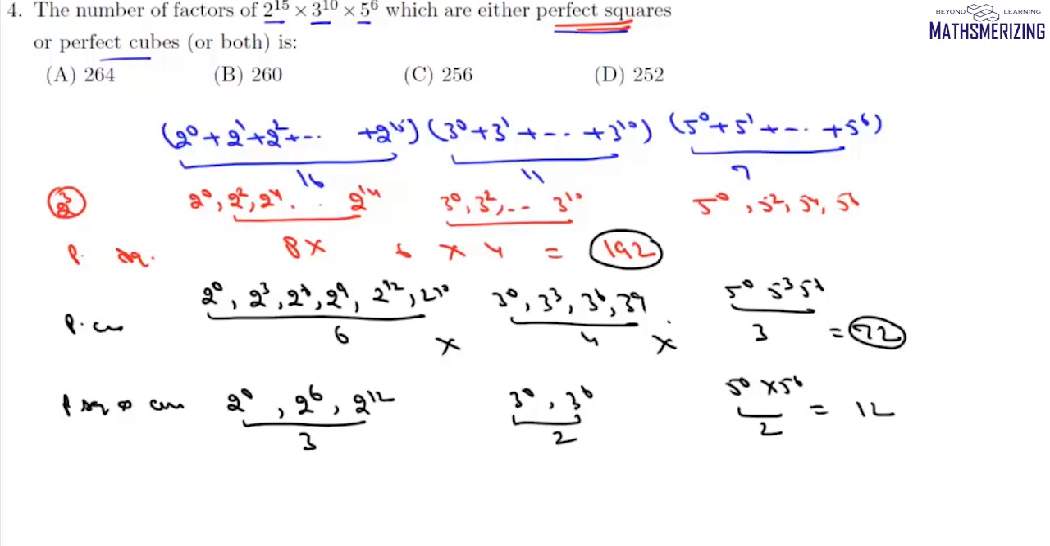So total number of factors which are either perfect squares or perfect cubes will be 192 plus 72 minus 12, and that comes out to be 252, and that's your option D.